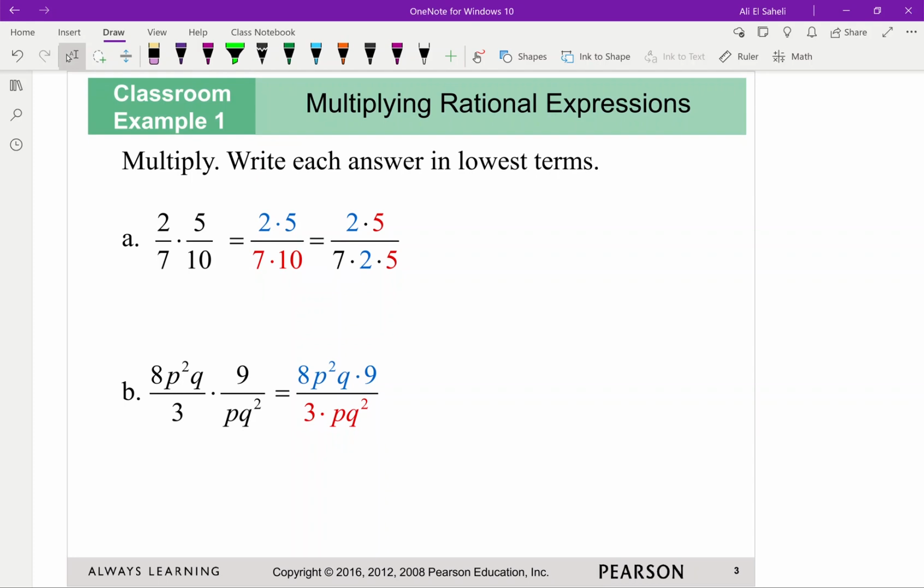Example: 2 over 7 times 5 over 10 is equal to 2 times 5 over 7 times 10, which is... To avoid having extra terms, we get rid of the common terms, so we factor 10. 7 is prime, so 2 goes with 2, 5 with 5, so this is simply 1 over 7.